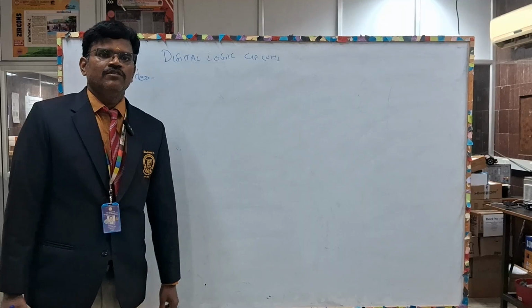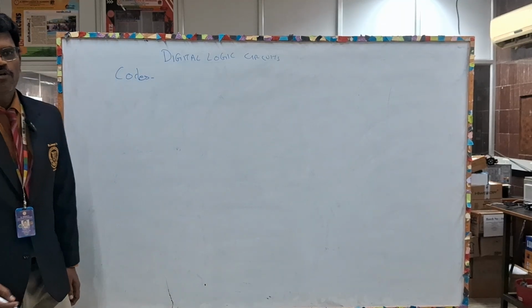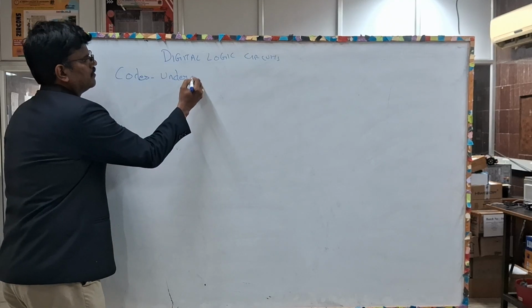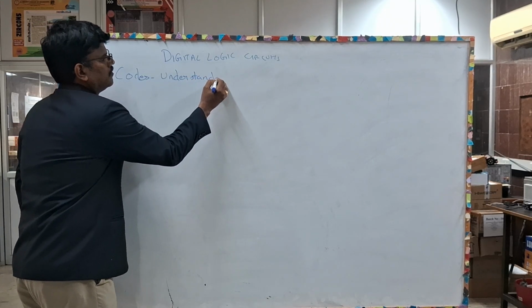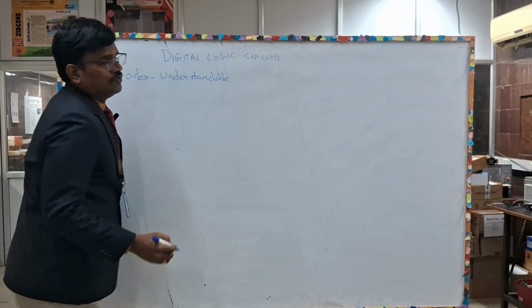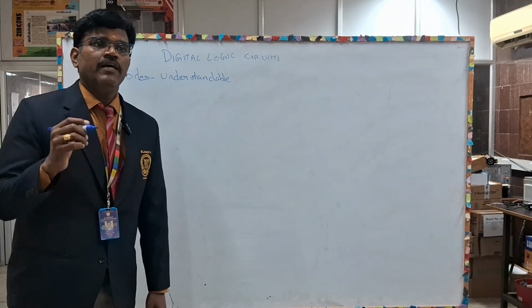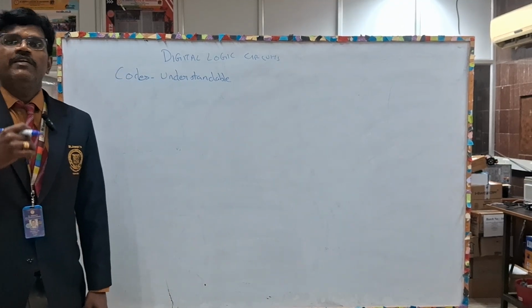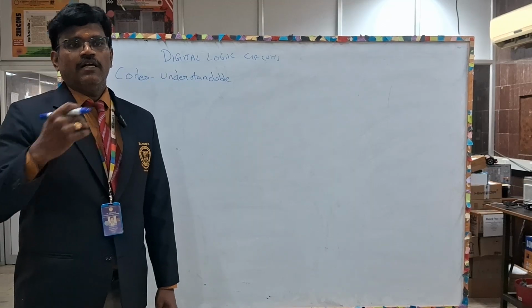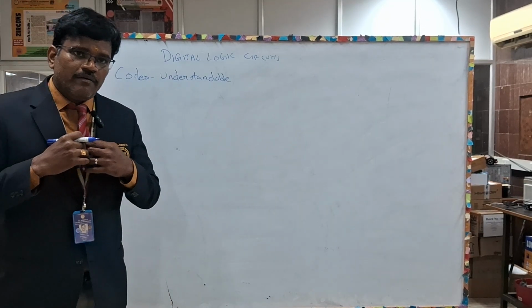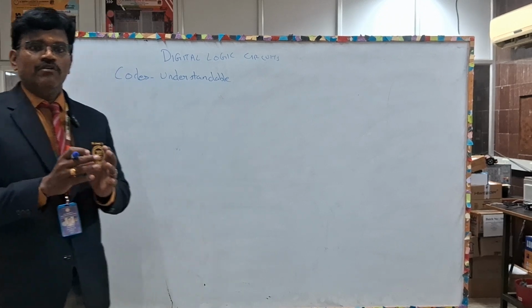Discussing digital logic circuits. In digital logic circuits, we have the codes. The codes are understandable formats. When you have numbers, there are rigid values with place values, but we cannot have other understandings. So, to have a proper understanding within a group of people, we go for the codes.